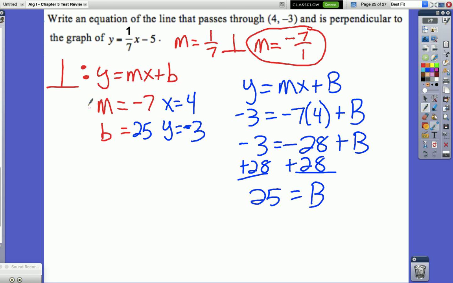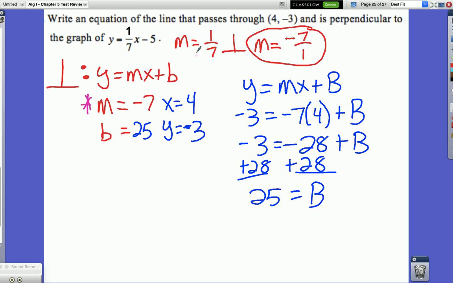So for this one, we found the slope by knowing that slopes of perpendicular lines are opposite reciprocals. So the given slope was 1 over 7. So the opposite of a positive 1 over 7 is a negative 7 over 1. So we put -7. Then we found our y-intercept by plugging in the point, and we can write our answer. Y equals -7x plus 25.